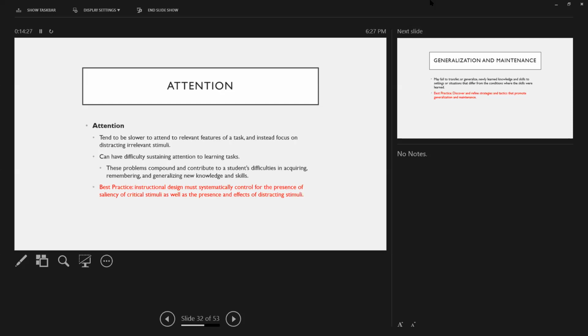And so a good practice here is systematic control, okay, of basically coming up with ways that make the important elements of a lesson or of a task the most salient elements that are presented to the student, not hiding them within a number of extraneous, irrelevant details.